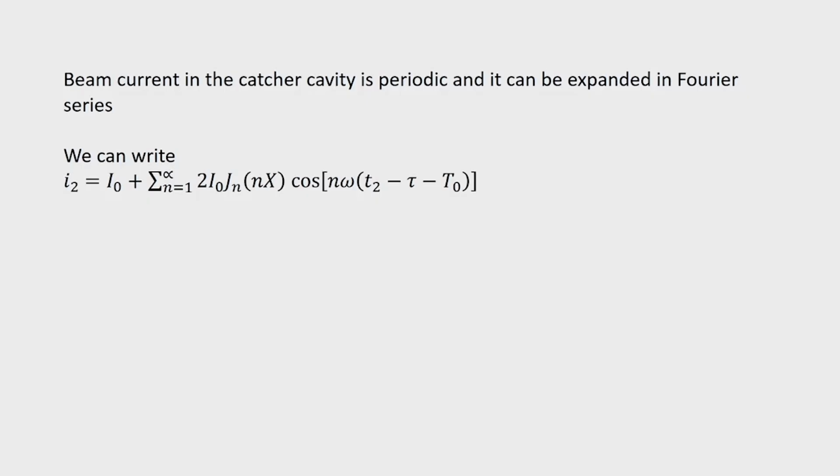So, once we expand this in terms of Fourier series and find out the Fourier coefficients, I2 can be written as I2 equal to I naught plus summation of n equal to 1 to infinity 2 I naught Jn(nx), the nth order Bessel function, cos n omega (T2 minus tau minus T naught).